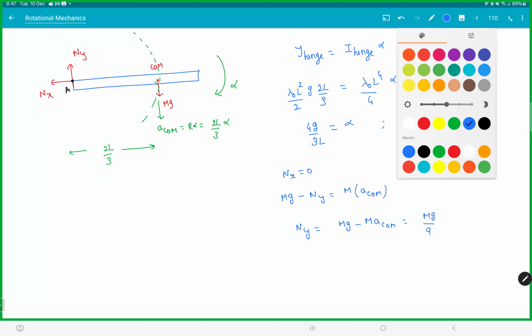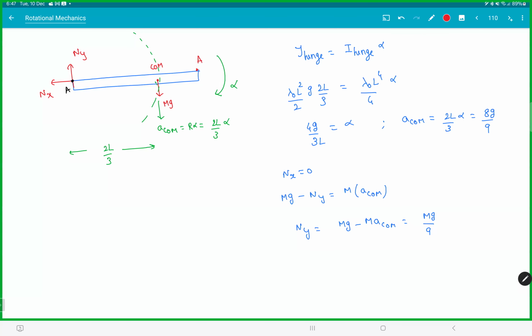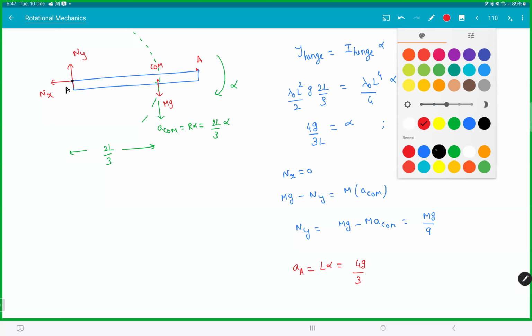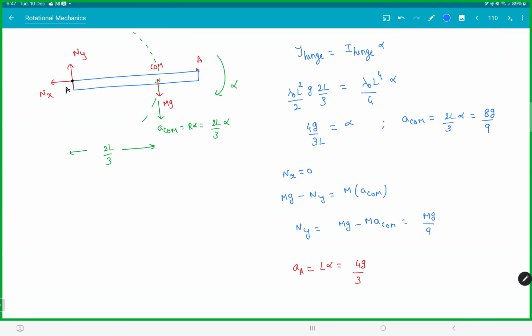What else did I ask you? Acceleration of this point A. That is easy. Acceleration of A will be L alpha, which is 4g by 3. Check your steps. Any steps are not clear?